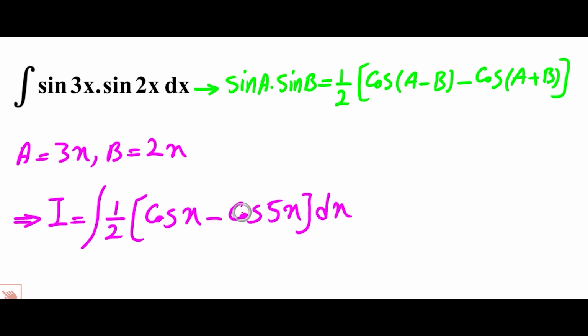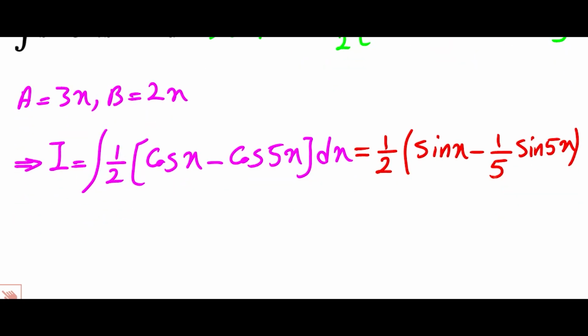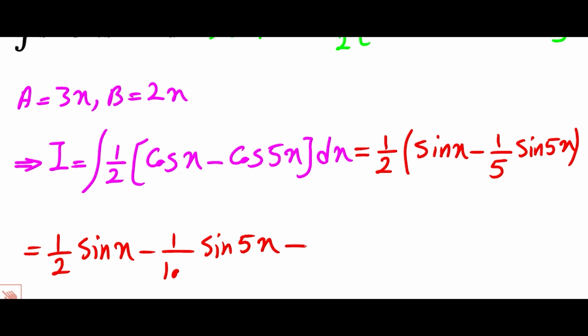Now we integrate term by term. As you know, the integral of cosine of x is sine of x. And for cosine of 5x, it's 1/5 sine of 5x. So we get 1/2 times sine of x minus 1/5 sine of 5x, right? So we have 1/2 times sine of x minus 1/10 sine of 5x plus c.